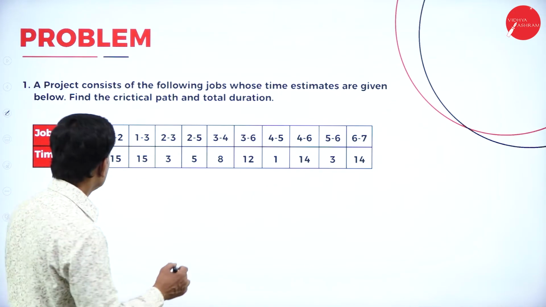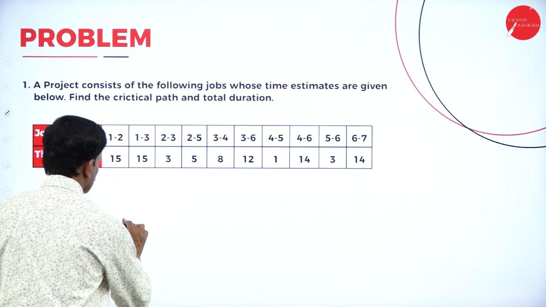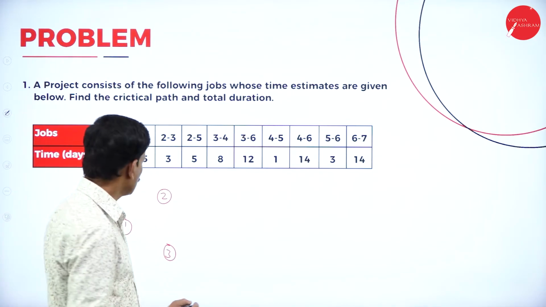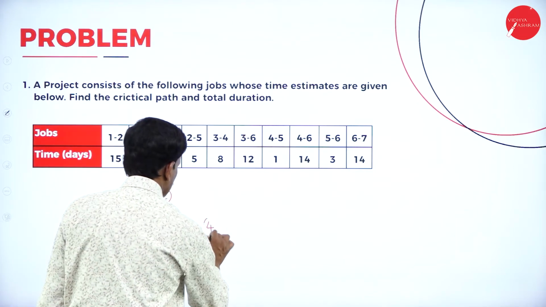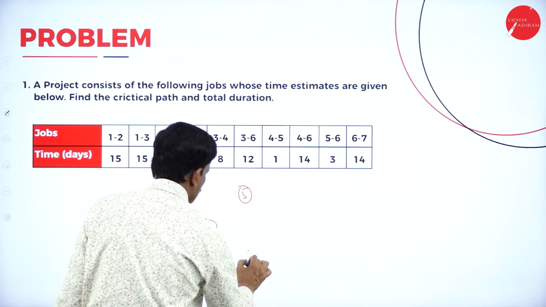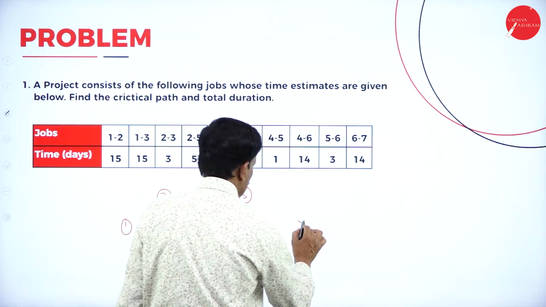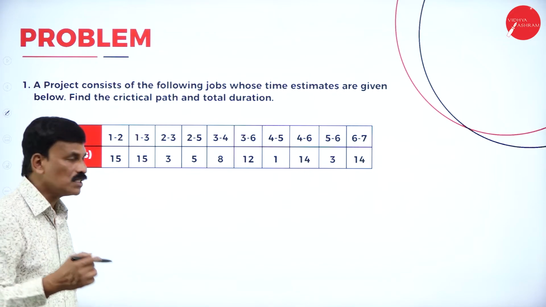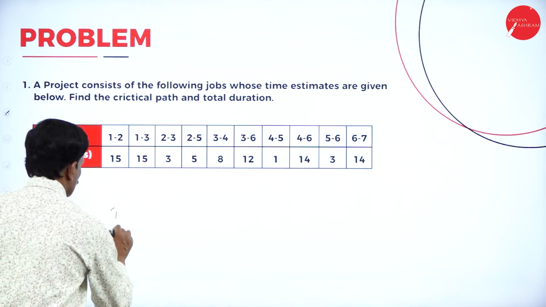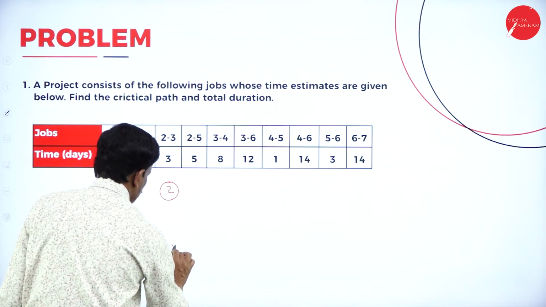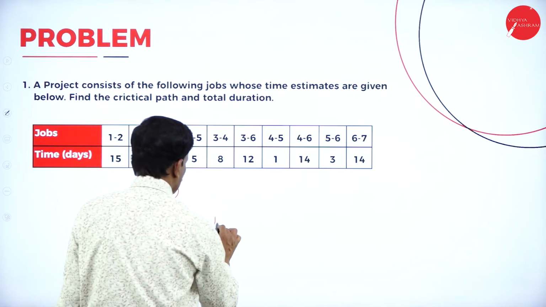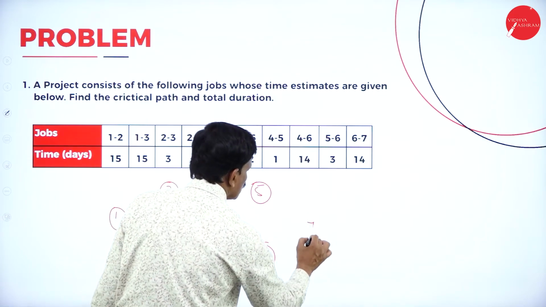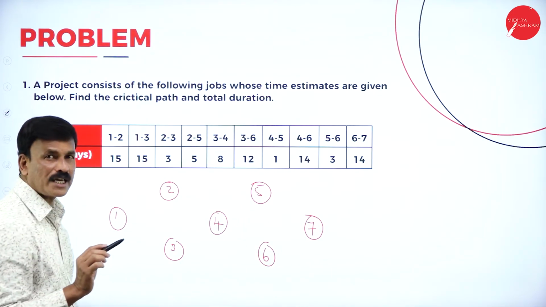Let me start with node 1, then 2, 3, then write down 4, 5, 6 and 7. Okay, let us represent the diagram for this. Now write down the values. Here it is 1, 2, 3, then 4, 5, 6 and 7. Now let us write the arrow diagram.